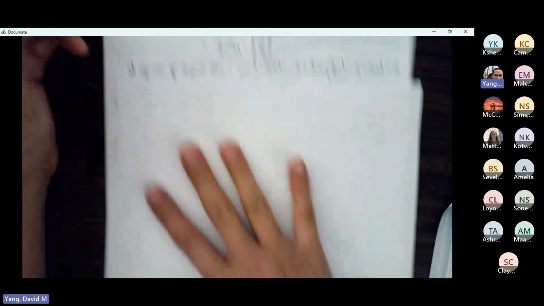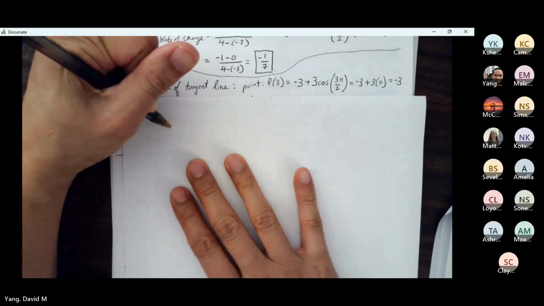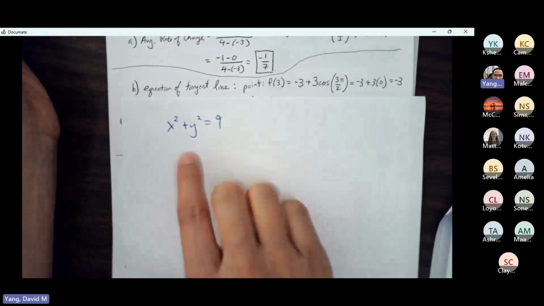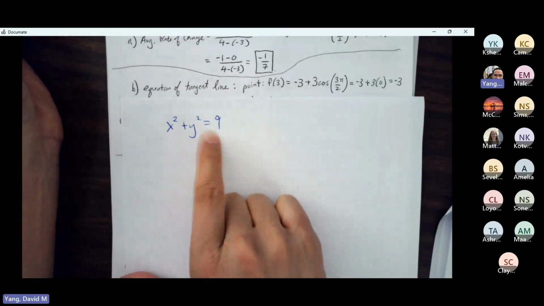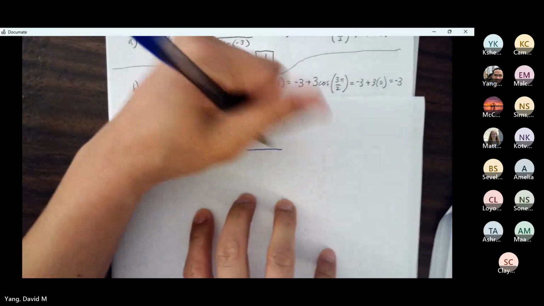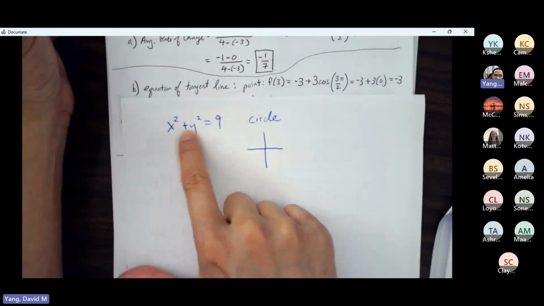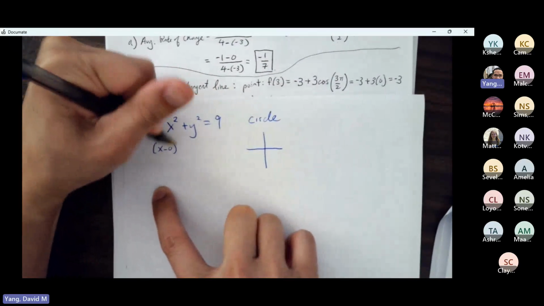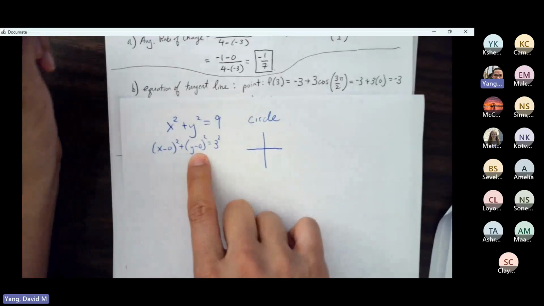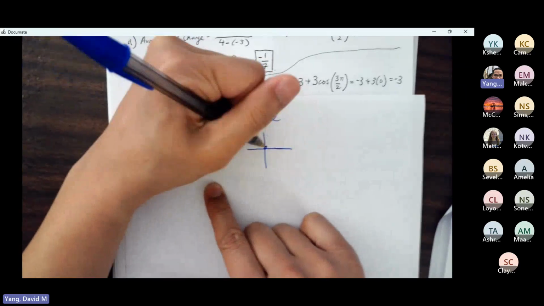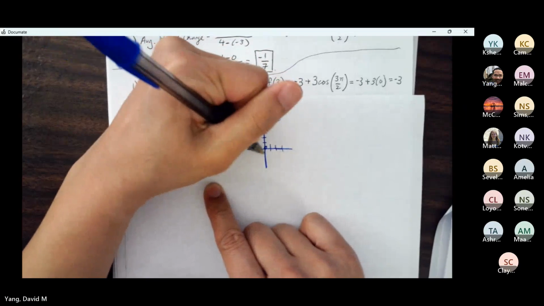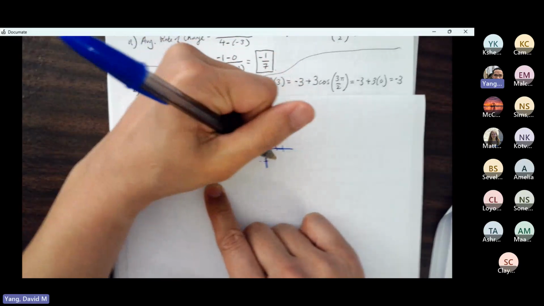Okay, so here's some background. This is something that we've learned in the past, that x squared plus y squared equals 9 is an equation of a circle, okay? And a circle has the center at 0, 0, because this is in this form, right? Your center is 0, 0. Your radius is 3, so your circle goes out to 3 in each direction. So this is technically your circle here.